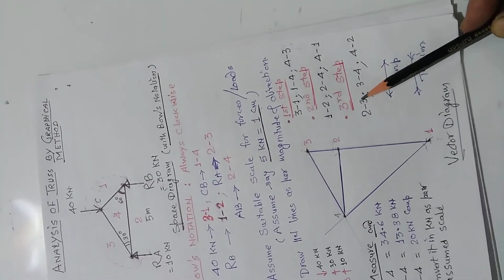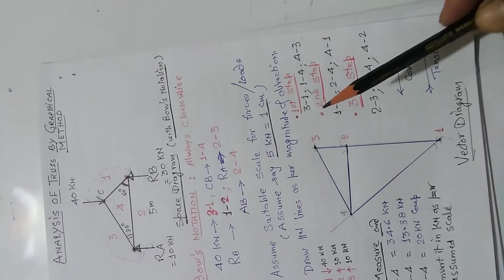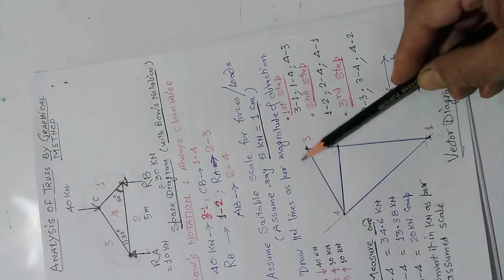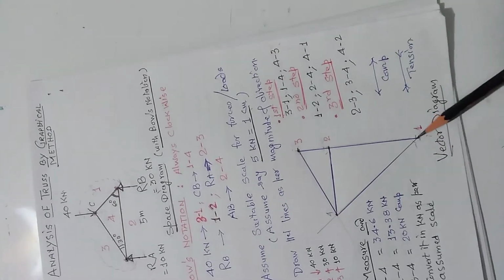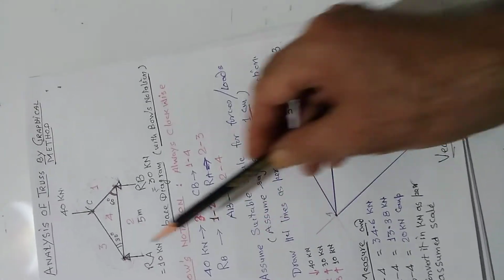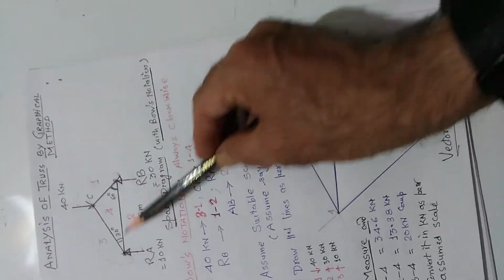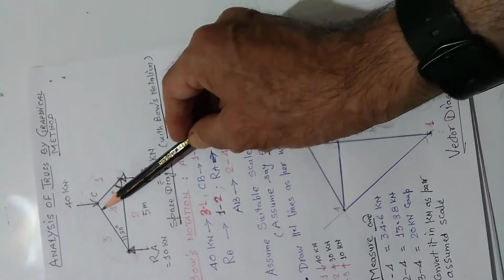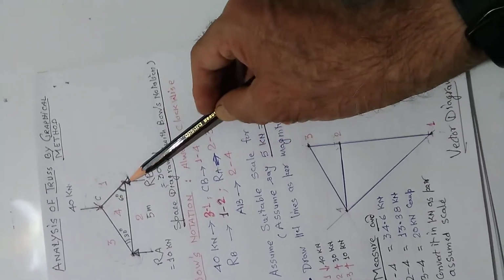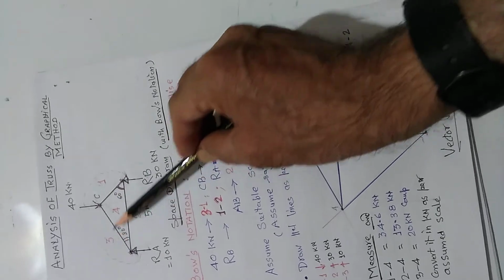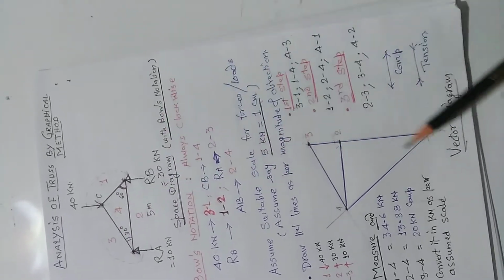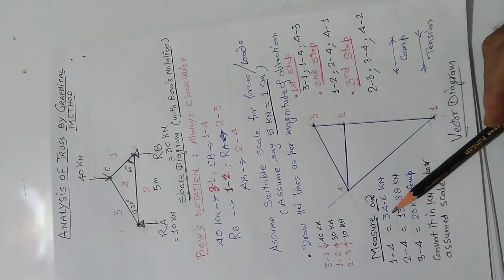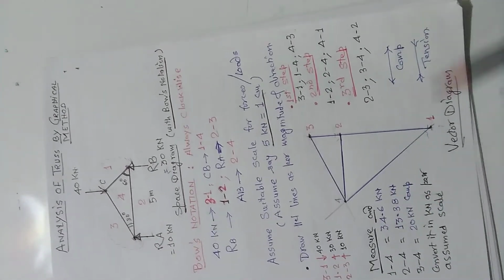Similarly, go for the third step. This way, complete all the steps and measure these lines, this line, this line, this line, and these are the 3 unknowns, 1, 2 and 3. This unknown represents 4 2 or 2 4. This unknown represents 1 4 or 4 1. This unknown represents 3 4 or 4 3. I have measured this length over here and converted it into force, giving the value of this.